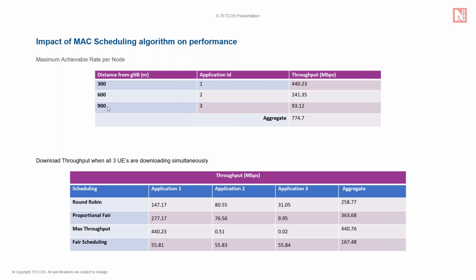These results are from the previous example where we had shown how the throughput of a UE varies as its distance from the gNB is increased. So having understood that this is the variation of the UE throughput with distance, we now run the multi-UE simulations, and we see the throughputs under different MAC scheduling algorithm options. In round robin, the physical resources are allocated equally amongst the three nodes.